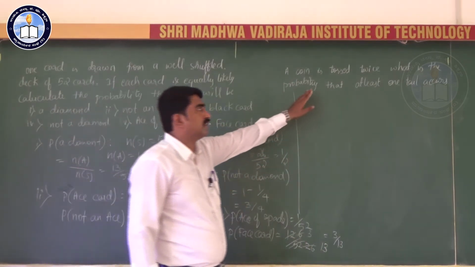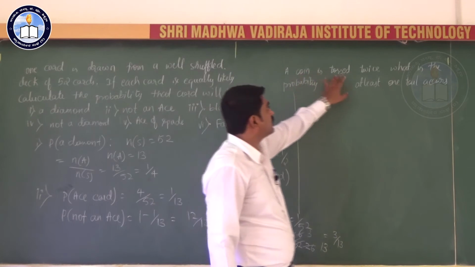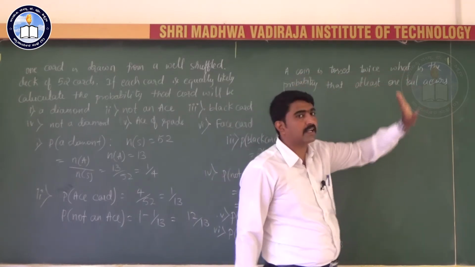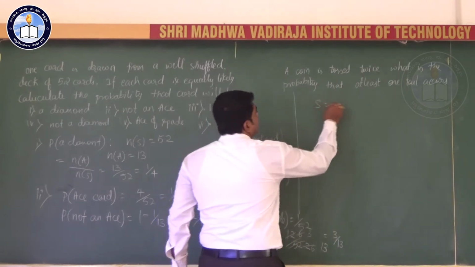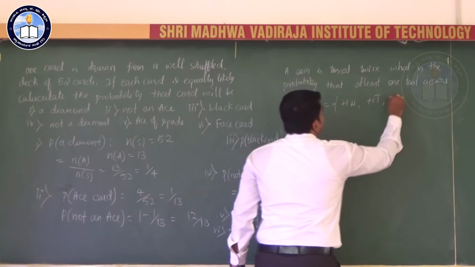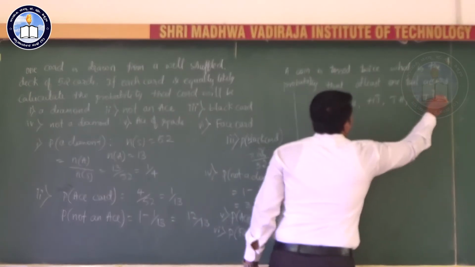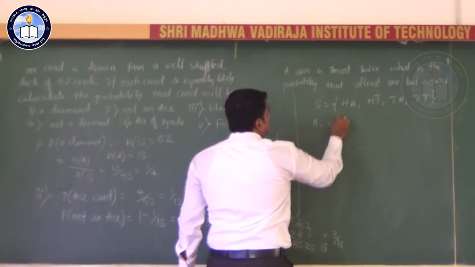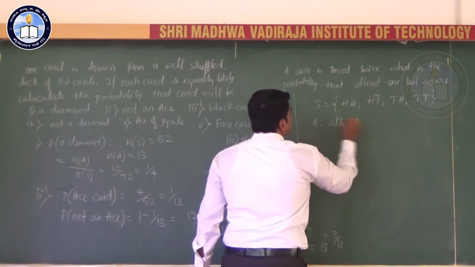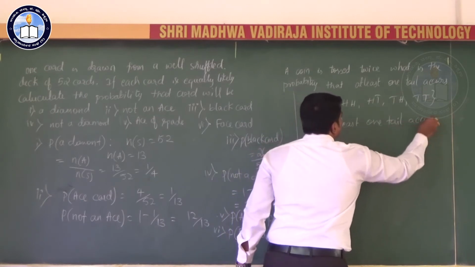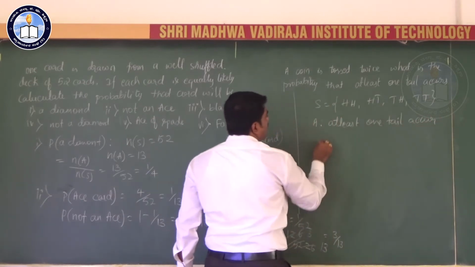Next, let us take this example. A coin is tossed twice. What is the probability that at least 1 tail occurs? Now let me list out S. What is S? HH, HT, TH, TT. Now event A is at least 1 tail occurs. So now list out A.